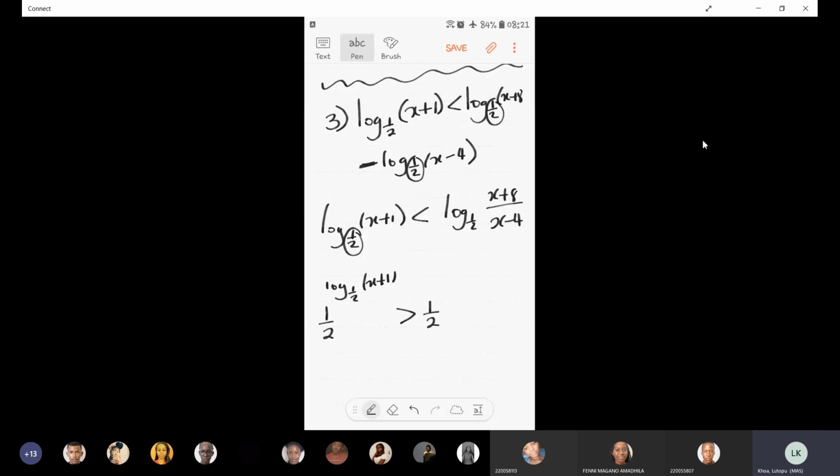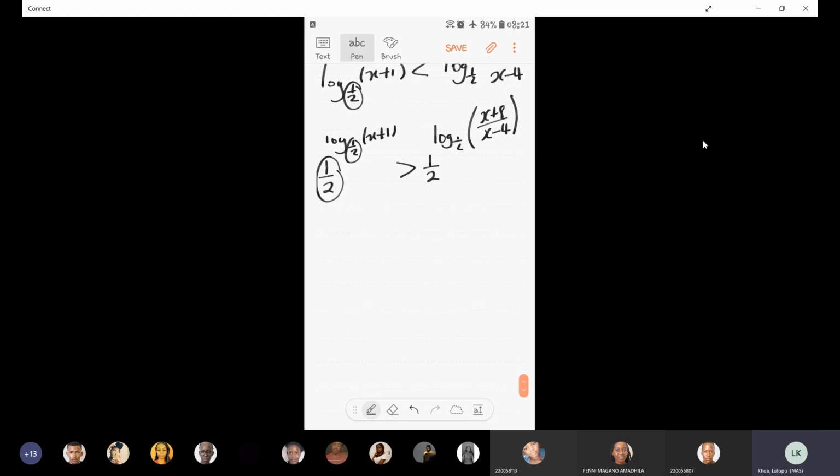Here I have half to the power of log base half, then my argument, this is x plus 8 over x minus 4, like that. And now here the base of the exponent and the base of the logarithm are the same, so the answer is just equal to the argument. So I have x plus 1, this is greater than, and same thing on the right, the base of the exponent and the base of the logarithm are the same.